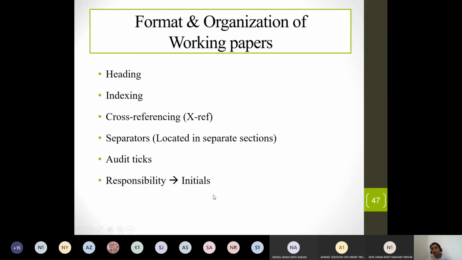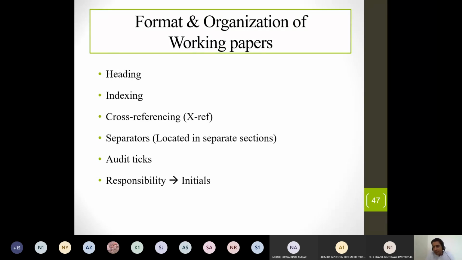What is the format of an organization of the working papers? It should first have a heading, and when we say heading, we mean headed by the audit firm name. So it belongs to the audit firm, not the client company. They need to have letterhead on all of their documents, and they need to have indexing.